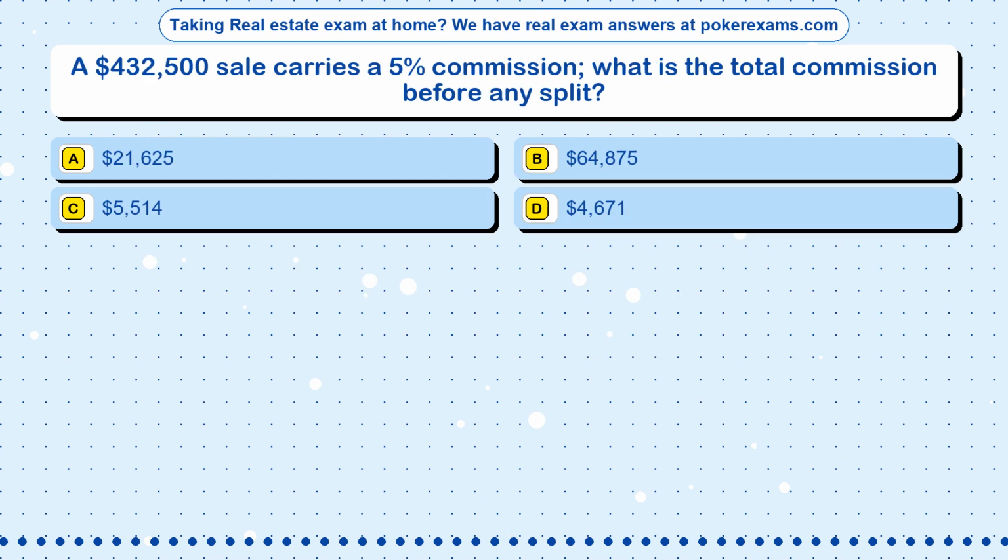Question 97. A $432,500 sale carries a 5% commission. What is the total commission before any split? Option A, $21,625. Option B, $64,875. Option C, $5,514. Option D, $4,671.